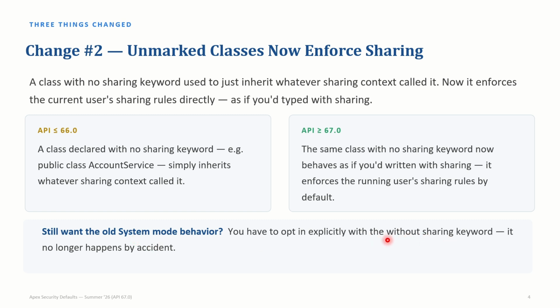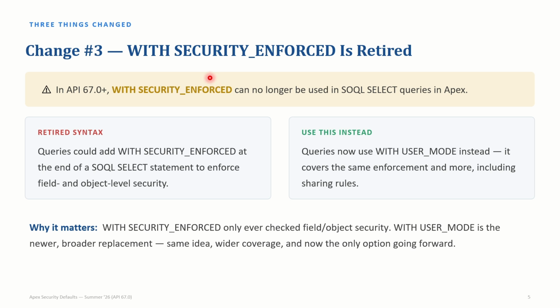But if you want it to be in system mode, just mention it explicitly. That's it. Then change 3 is about the keyword we had, with security enforced, for SOQL queries. Now this is being retired. If you don't know what with security enforced was, it was just a SOQL keyword, and that phrase used to enforce your object and field level security. So your query was more restrictive if you mentioned that in your query.